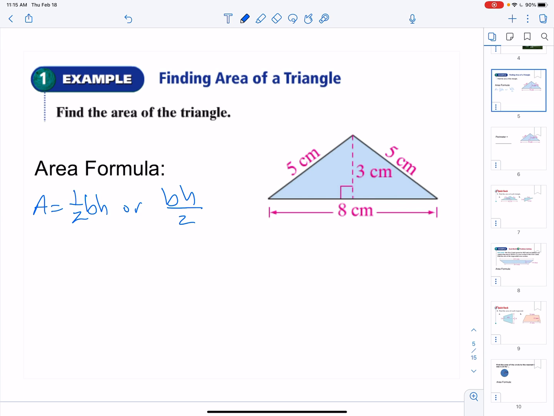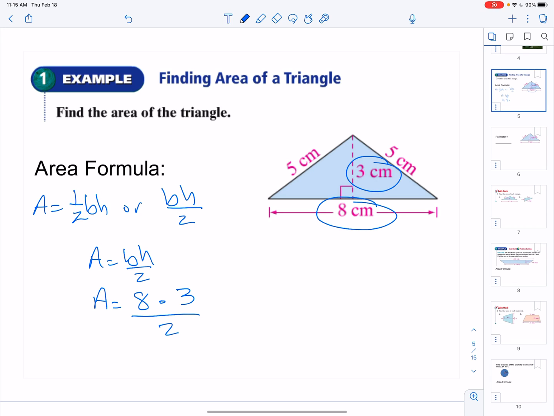So in this particular one, what I would expect to see on your paper is, 1, you write the formula down. A is equal to BH over 2. Then A is equal to, and now because it's a formula, we're just plugging in information. So we have a base of 8, so I'm going to plug that in as 8 times a height of 3. And then I'm going to divide that by 2.